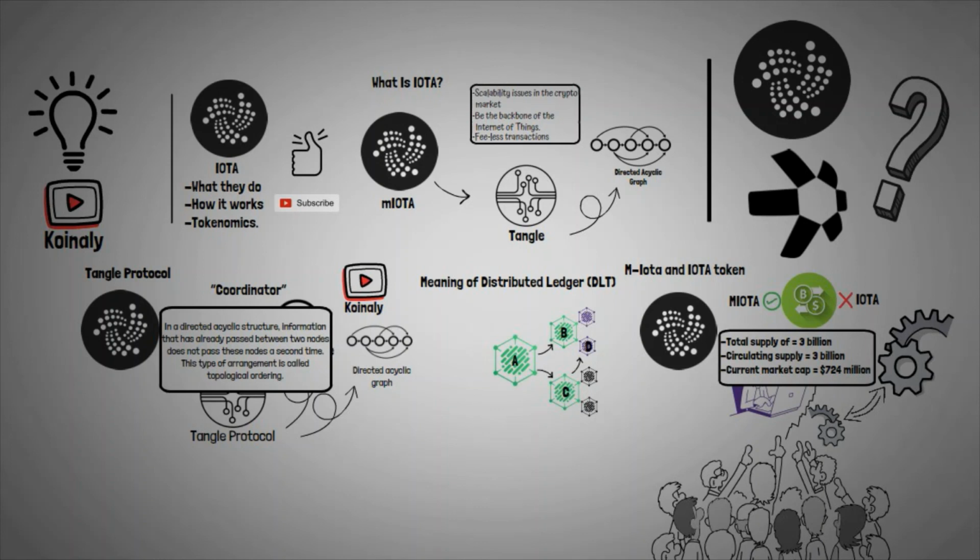Despite the fact that IOTA is not actually a blockchain, it still mainly uses proof-of-work features when it comes to the consensus mechanism of the network.